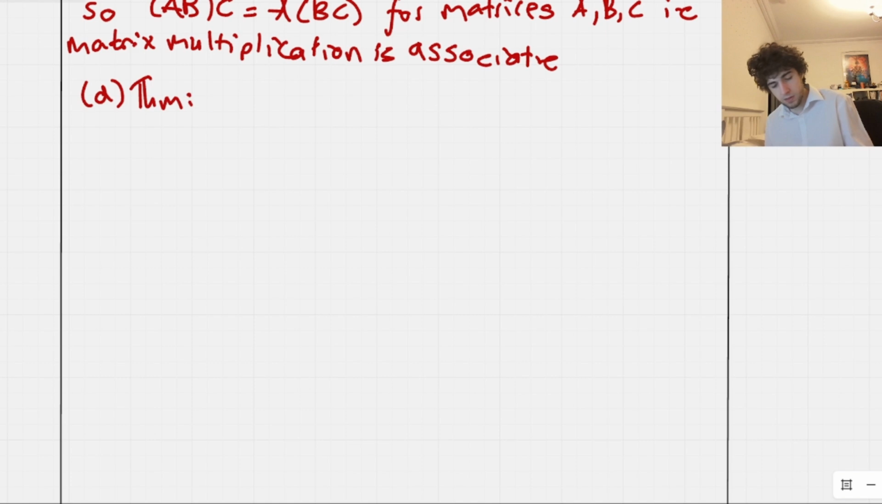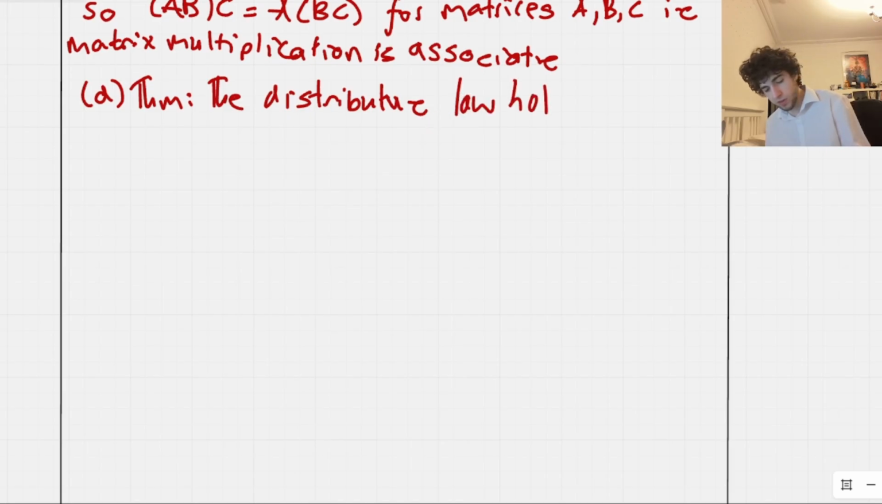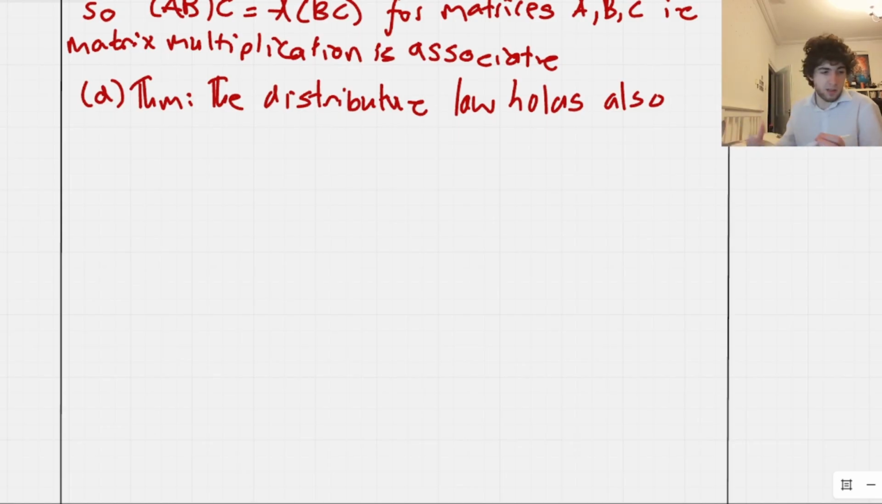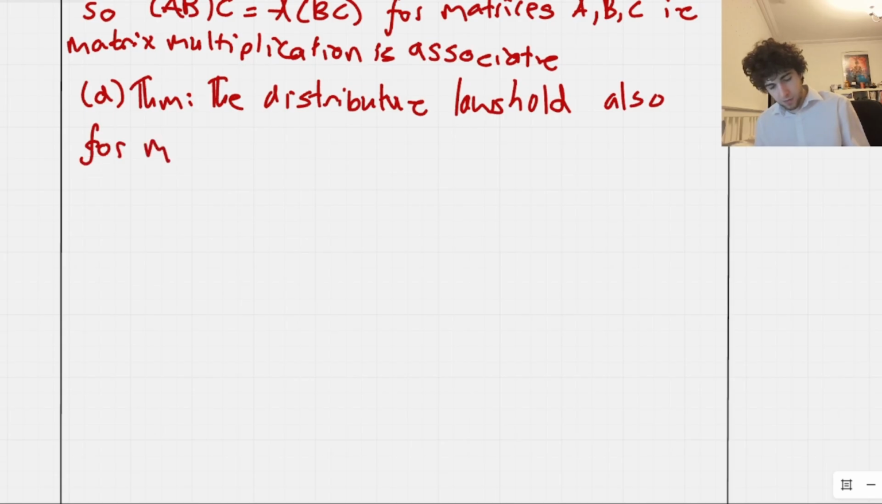So here's a theorem. The distributive law holds also for matrix multiplication. Okay, so it's not the end of the world. Even though matrix multiplication is not commutative, we can still distribute it as we would expect. So that's good, as we do with arithmetic. And this is associative, right? So we make sacrifices, but we don't make too many. So that's okay. Distributive laws hold also for matrix multiplication.